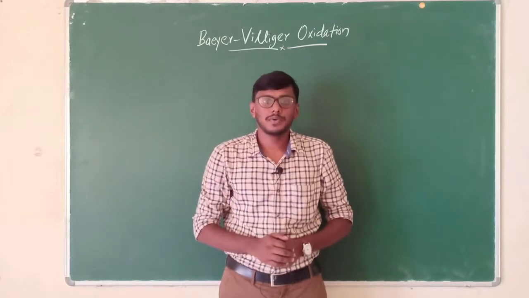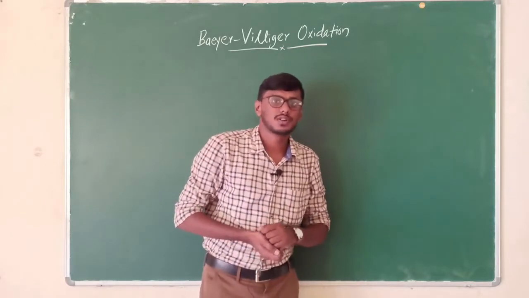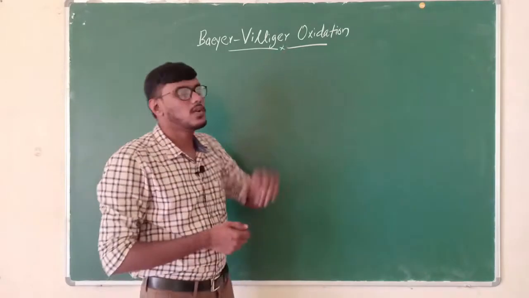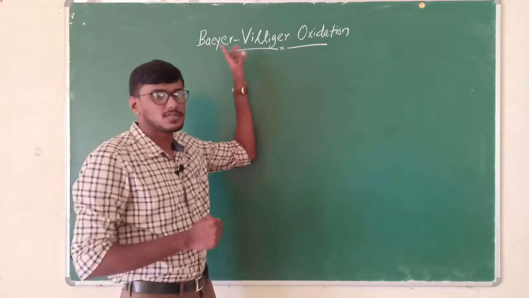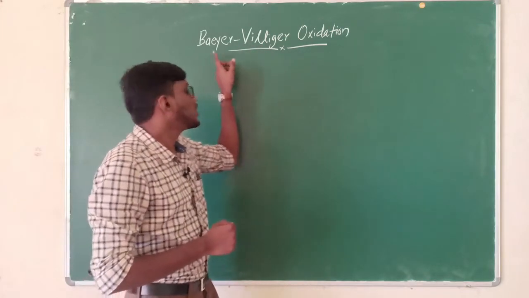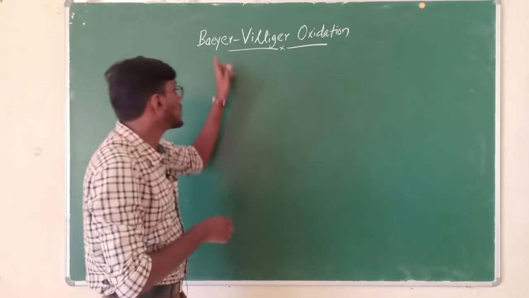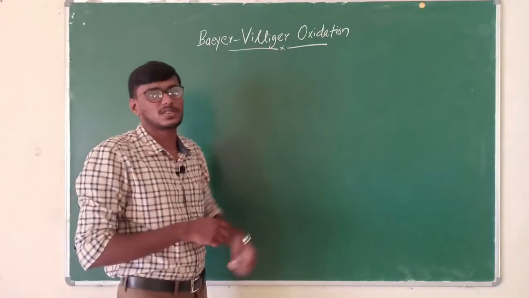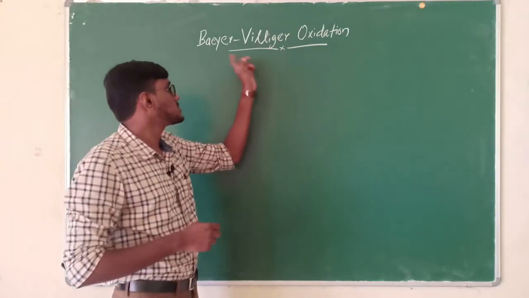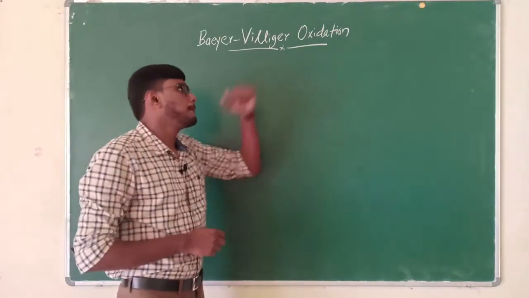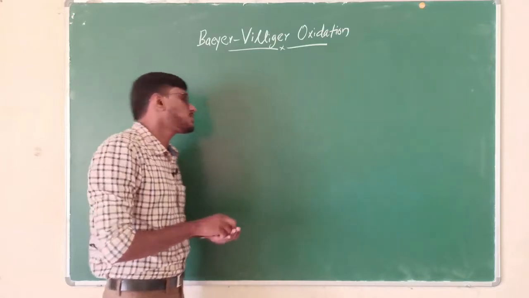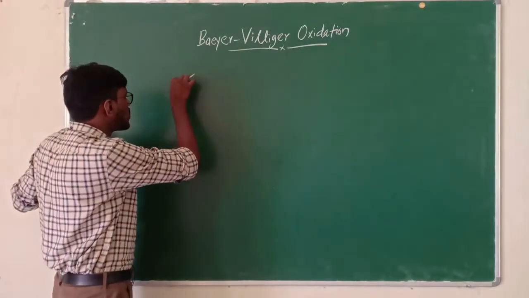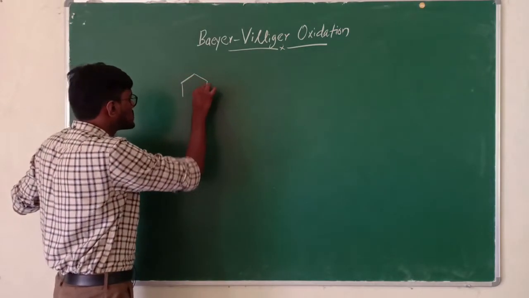Here we are going to discuss a named oxidation reaction, that is the Baeyer Villiger oxidation reaction. This reaction is named after Adolf von Baeyer and Victor Villiger, two scientists. Then what is Baeyer Villiger oxidation? That is the oxidation of ketones to esters.